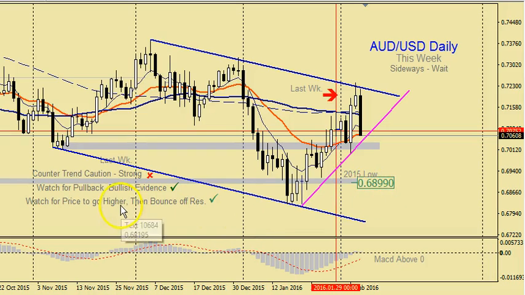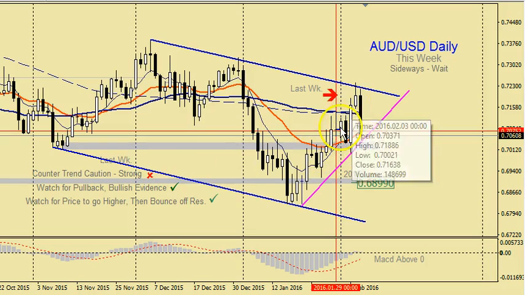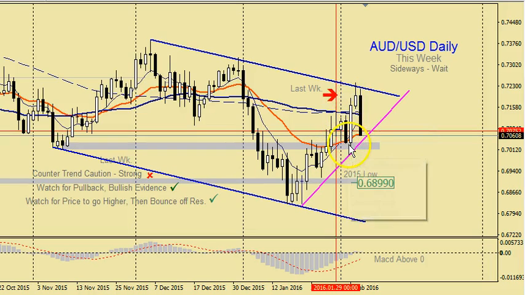Okay, last week we had a counter trend caution, meaning price to go up higher. It went down lower first. Watch for pullback and the bullish evidence. It actually did pull back, and we had bullish evidence. You still could have gotten in right there and made some pips, so that would have worked out for you.